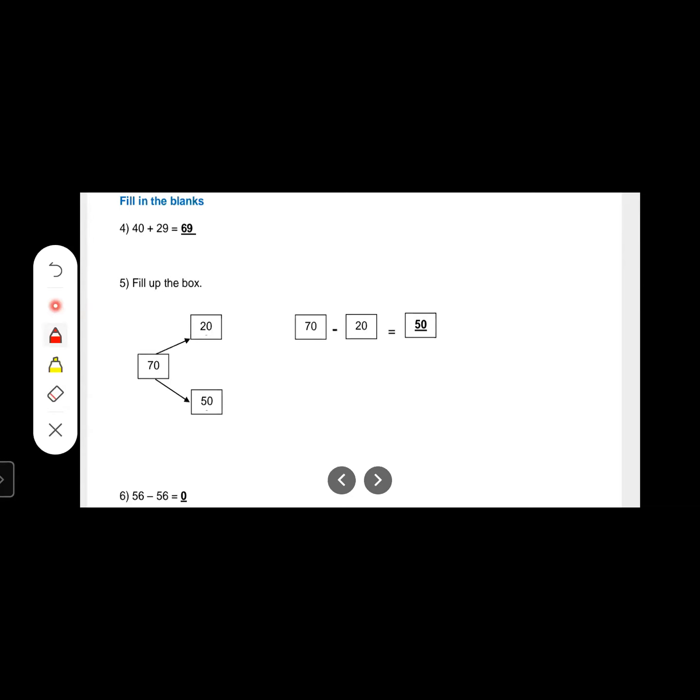Now tell me, from 20, 50 and 70, which number is a bigger number? Yes, very good. 70 is the bigger number. So we will write that number in the first box. First box we will write 70. We are doing subtraction sum. That's why I have put here subtraction sign, that is minus sign.